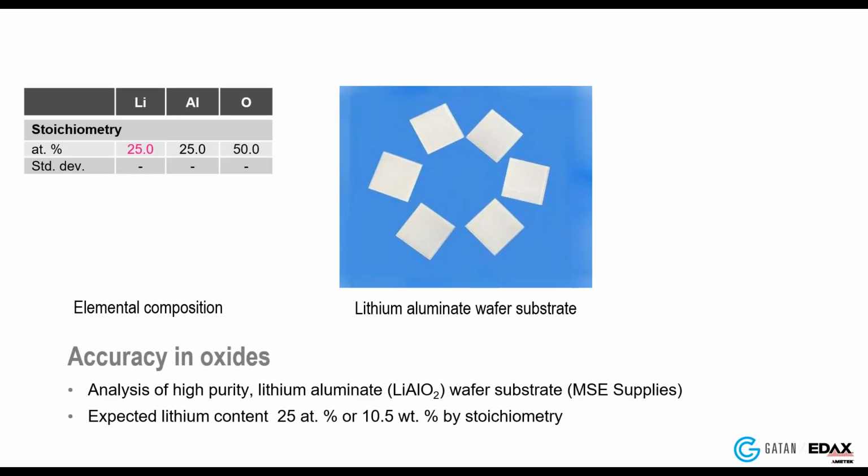So I mentioned that we've been working to extend this technique to other material systems, and this is the first proof of principle experiment we did looking at oxide materials. All of the data that I showed you previously was in metallic alloy systems. This is a lithium aluminate wafer substrate. It's a stoichiometric material with a lithium aluminum oxygen ratio of 1:1:2. So it's a sample that contains 25 atomic percent lithium, or about 10.5 weight percent.